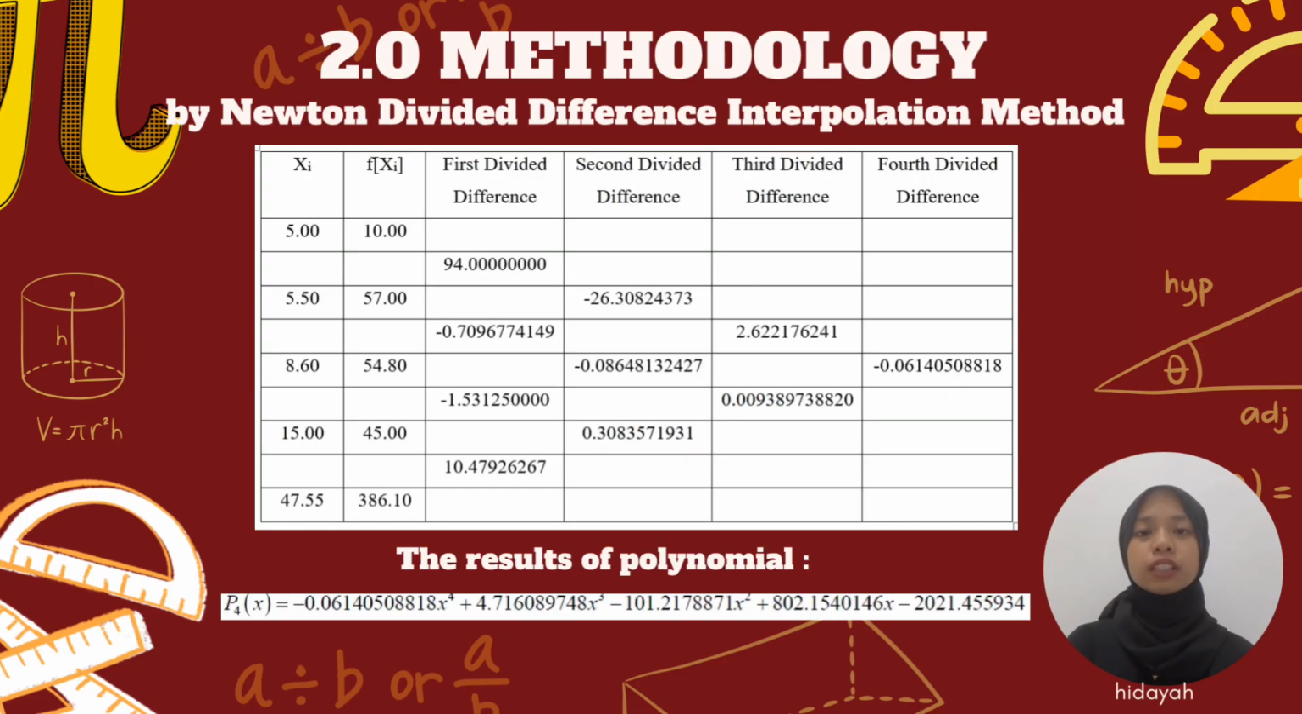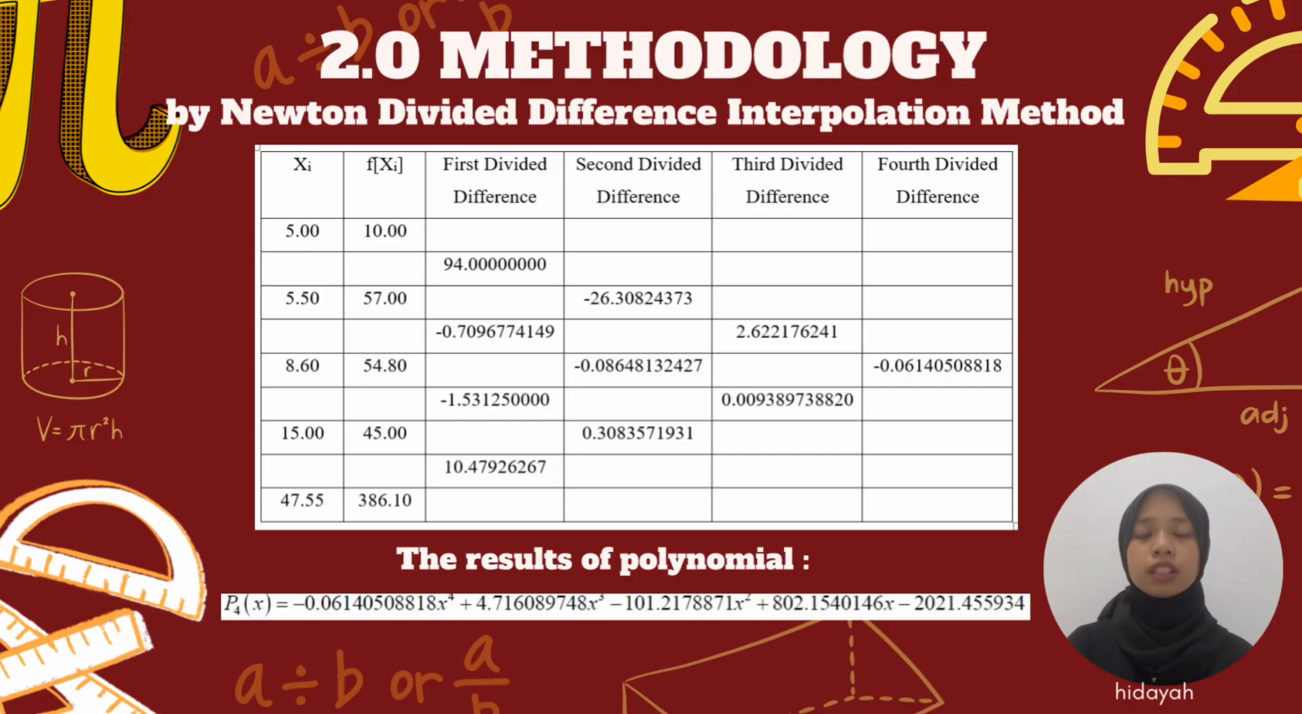Next, I will explain the methodology used in this project, which is the Newton divided difference interpolation method. The first step is to arrange the harvested area and Duku production data in a table form. Then we construct the finite forward divided difference table as shown in this slide.